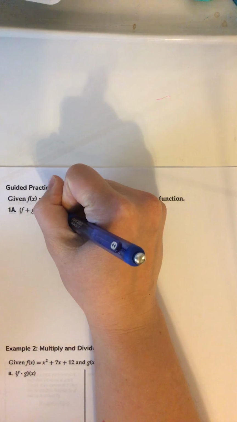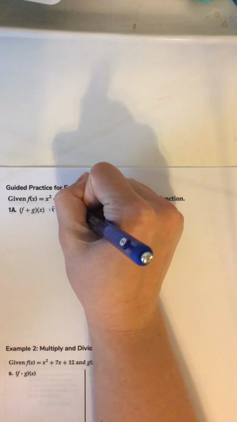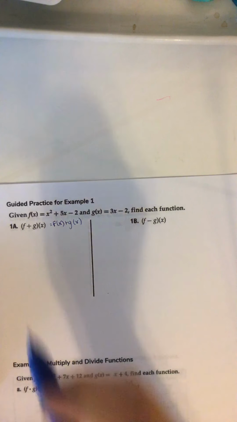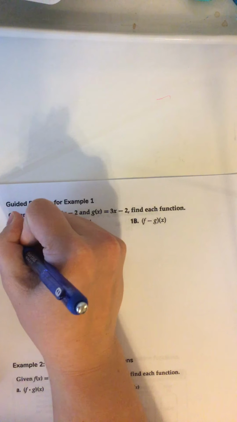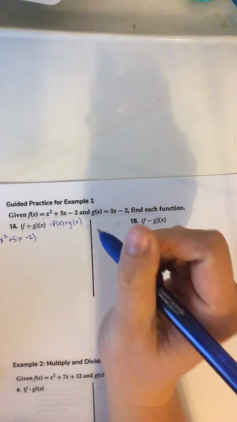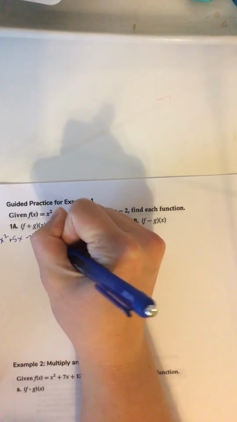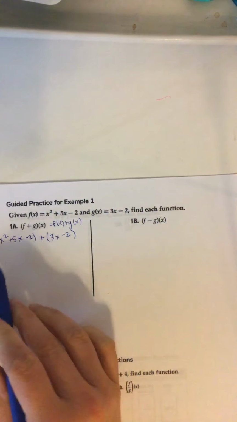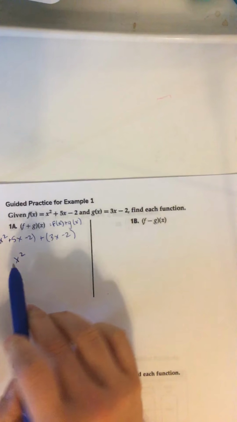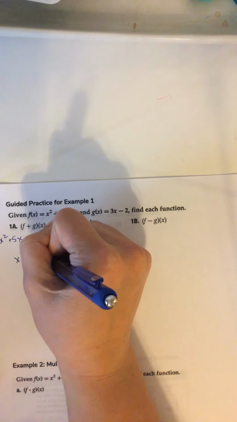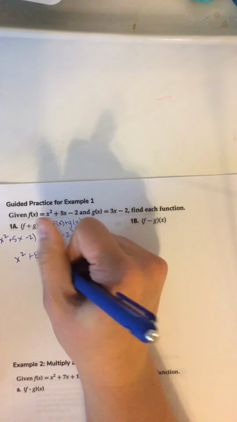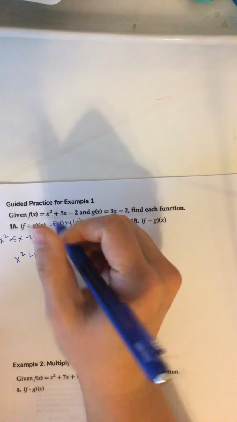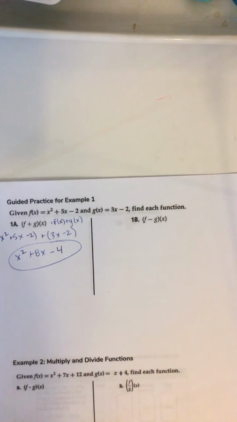All right, so just rewriting this. This is going to be f of x plus g of x. A little bit longer polynomial here, but we still just have x squared plus 5x minus 2 plus, in parentheses, 3x minus 2. Well, we're going to have x squared, 5x plus 3x is 8x, negative 2 plus negative 2 is like negative 2 minus 2, minus 4. There's our answer for our first one there.